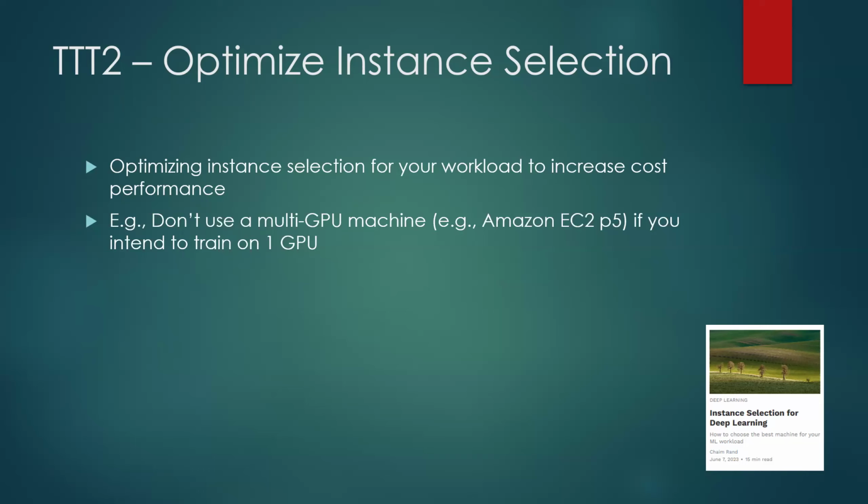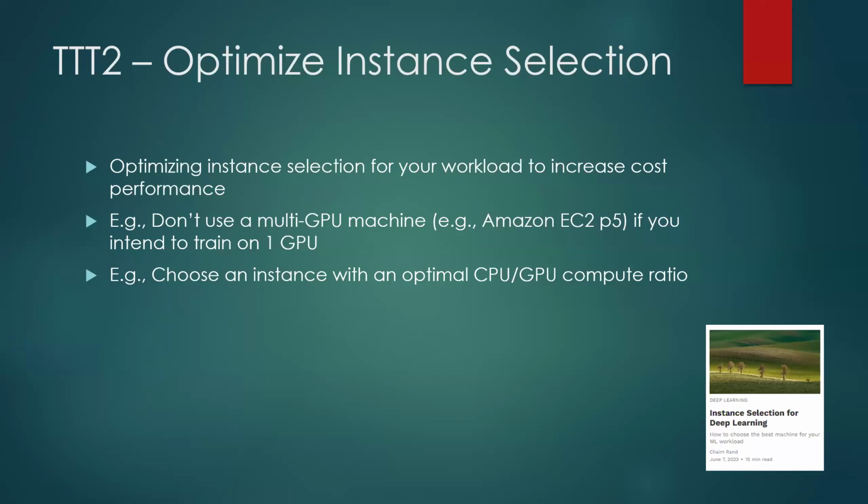For example, I have encountered developers that were so eager to try out the H100s when they first came out that they chose to use an Amazon EC2 P5 instance with 8 H100 GPUs, even though they were only using one GPU. This is probably the most extreme example of wastefulness that I have encountered.